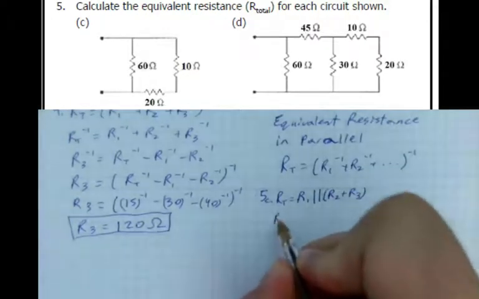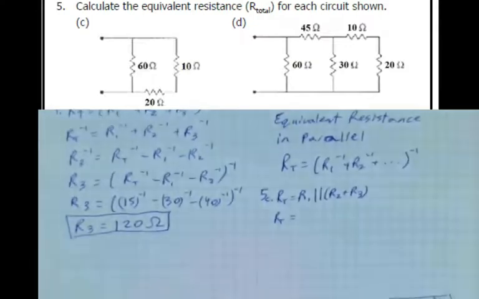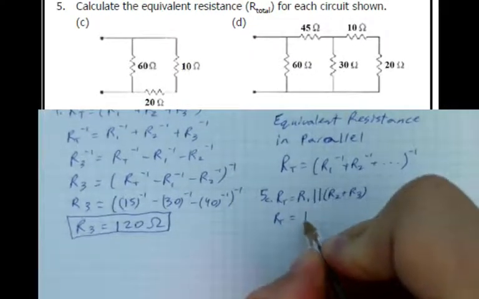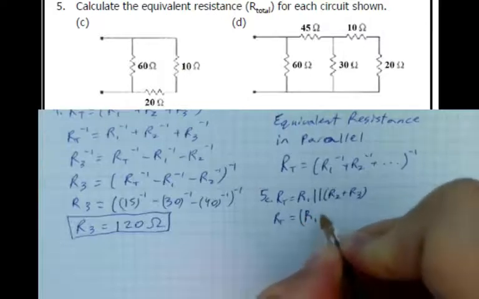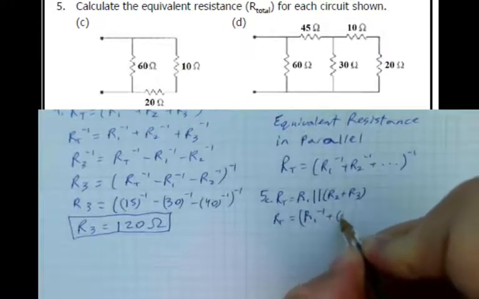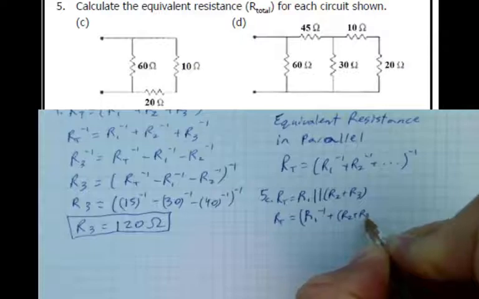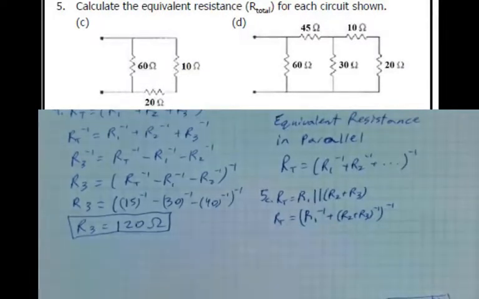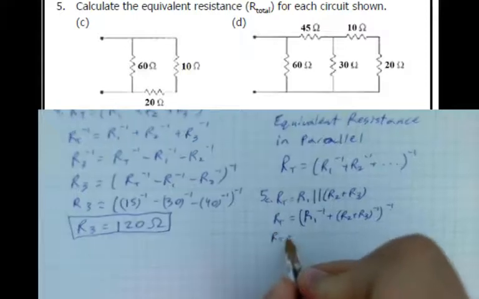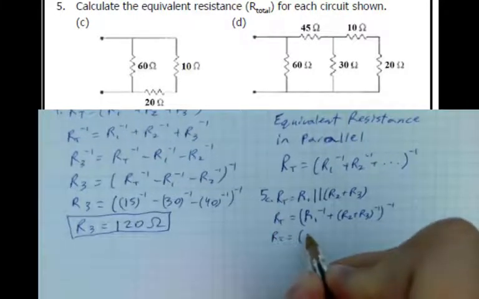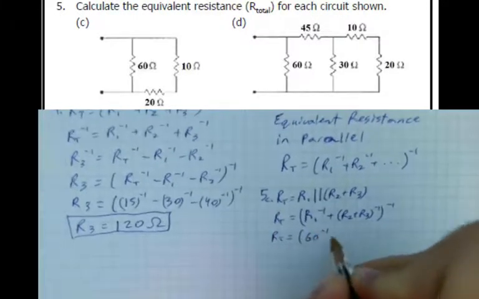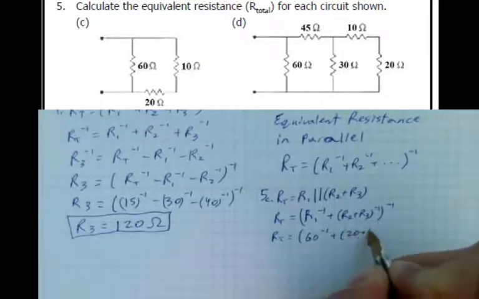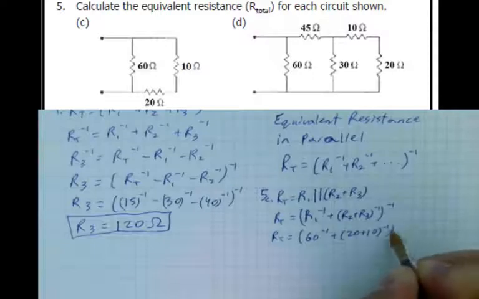So my RT equals (R1 to the negative 1 plus R2 plus R3 to the negative 1) to the negative 1. So here's how I would add these together. 60 reciprocated plus 20 plus 10 reciprocated.